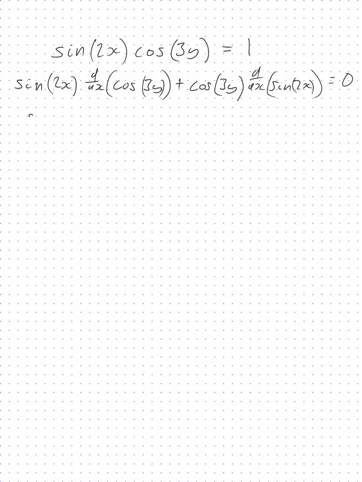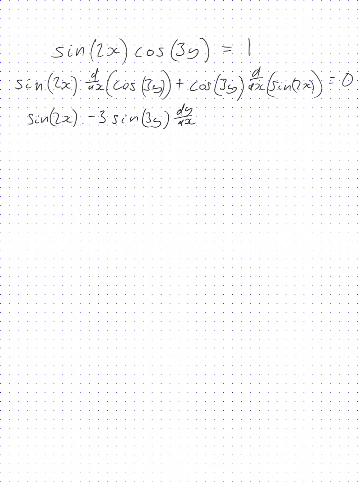Then here's my sine of 2x. Now the derivative of cosine of 3y with respect to x. So as usual, we differentiate this with respect to y and multiply by dy dx. So I get minus 3 sine 3y, that's differentiated with respect to y, and then multiply by dy dx. There's that. Now the derivative of sine 2x with respect to x is just 2 times cosine 2x.